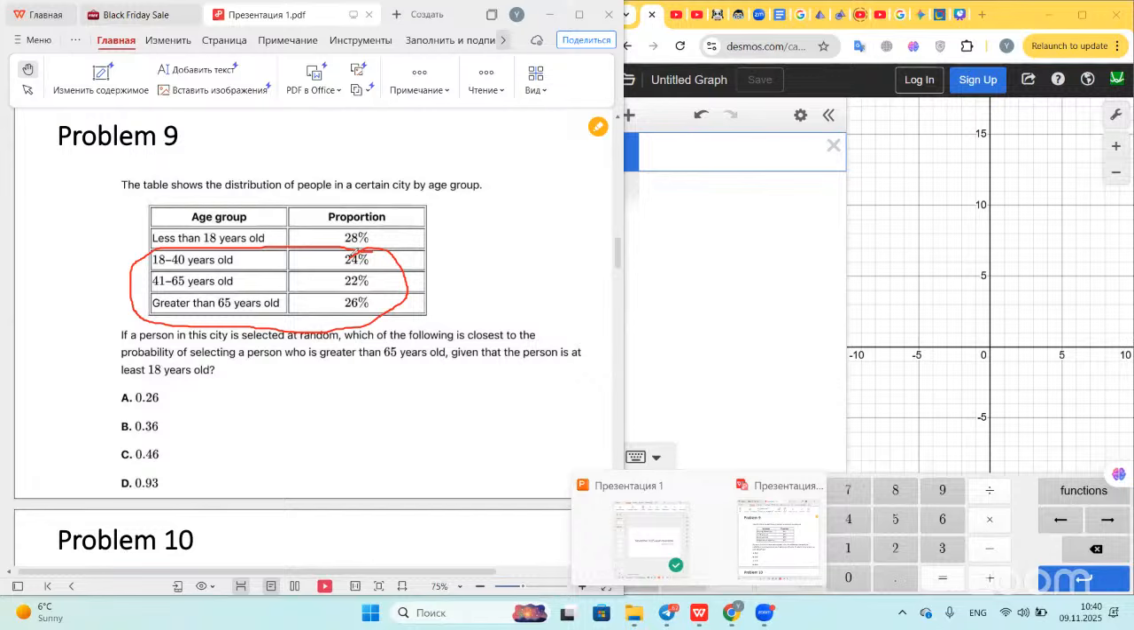Our target is selecting a person who is greater than 65, which is this one, guys. Due to the probability formula, target divided by total gives you the probability. 26 divided by the total, 24 plus 22 plus 26, gives you 0.36. That is the correct answer, guys. The correct answer is B. Guys, do you understand it now?